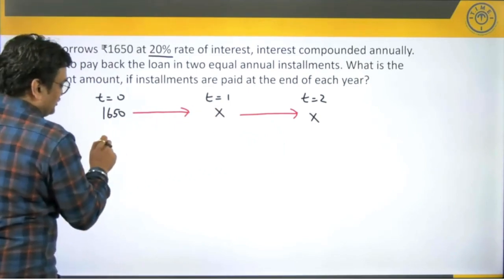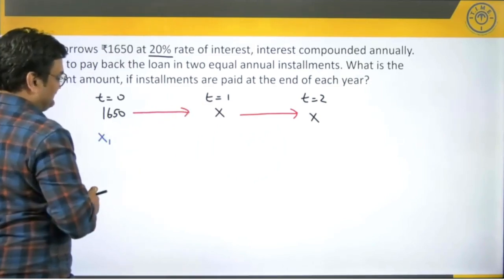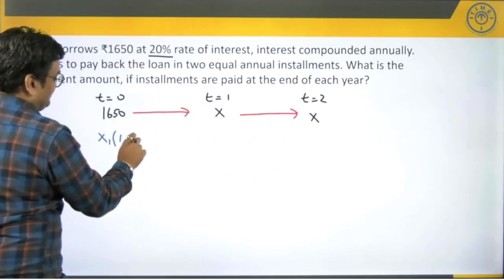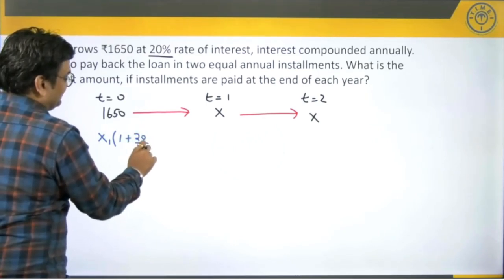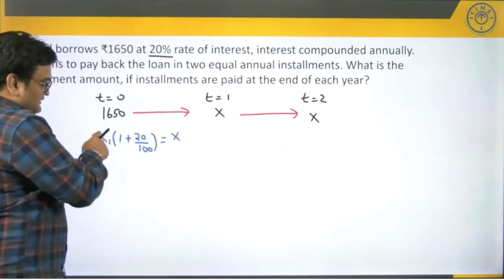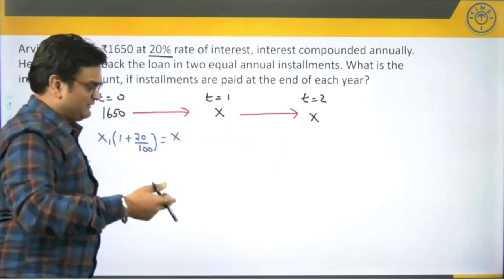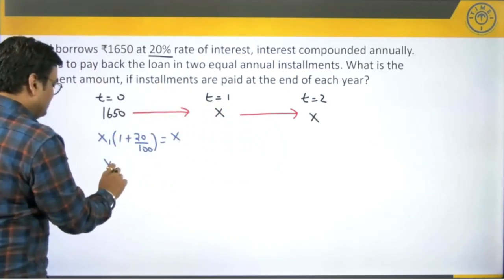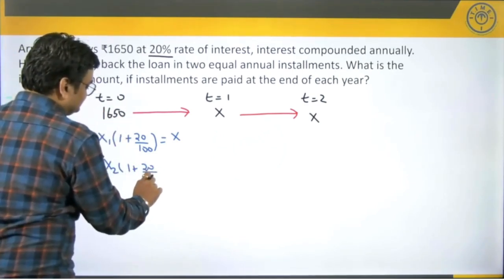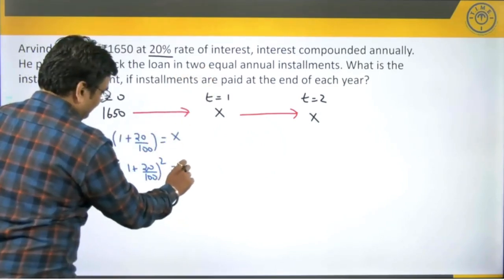Let's say for this first installment, I call it X1, it is the present value. So can I say this X1 multiplied by the rate of interest, we are using CI, so I'll use the CI formula, should be equal to X. This present value multiplied by the increase after 1 year should become X. So I put it equal to X. Similarly, X2 is the present value of the second installment, into (1 plus 20 by 100) whole squared after 2 years, should also become X.